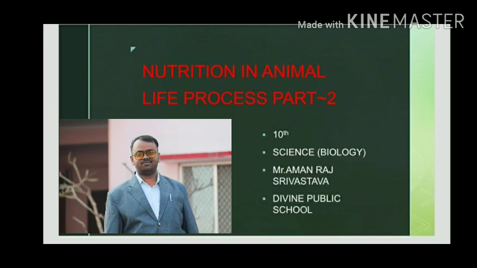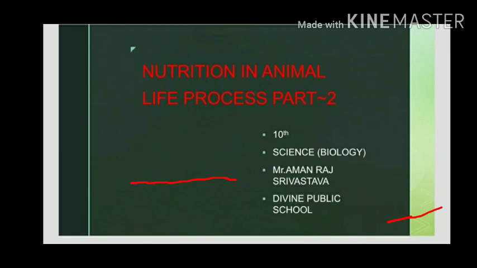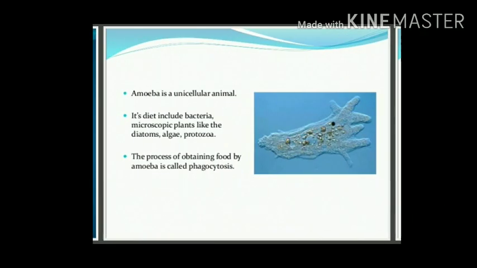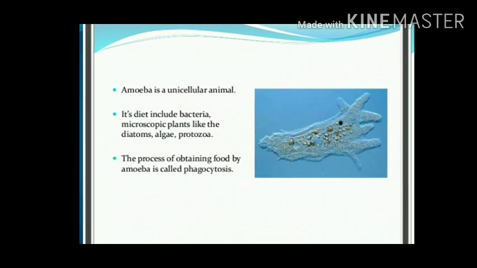Hi everyone. Today we will discuss the most important topic, mode of nutrition in amoeba. And in this lecture we will learn how amoeba obtains its food. As you know, the amoeba is a unicellular animal. It feeds on bacteria, microscopic plants like diatoms, algae, and protozoa.